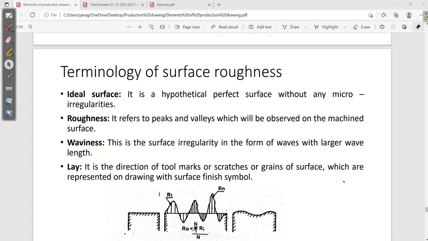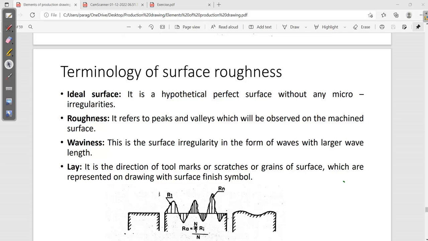Now surface roughness can be useful, or sometimes it can be unnecessary also. In which case is it useful? I'll give you an example of a clutch pad or a brake pad. Suppose I keep that brake pad very smooth, with no surface roughness, and you try to stop your car by pressing that brake, what will happen? It will slip, definitely. So in this case, roughness is required.